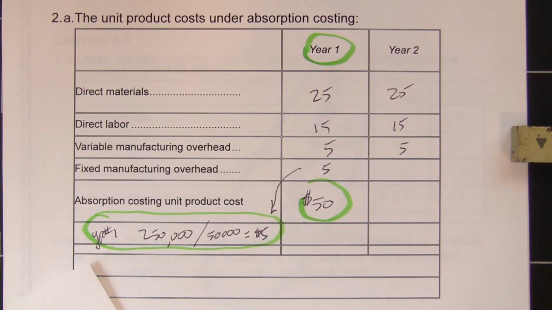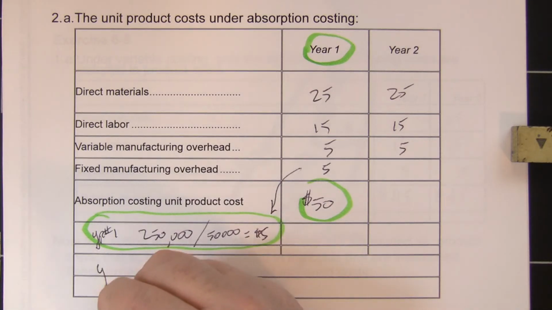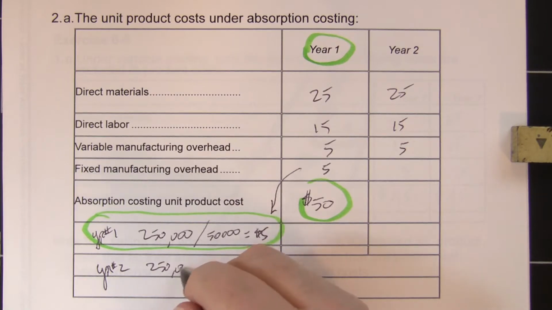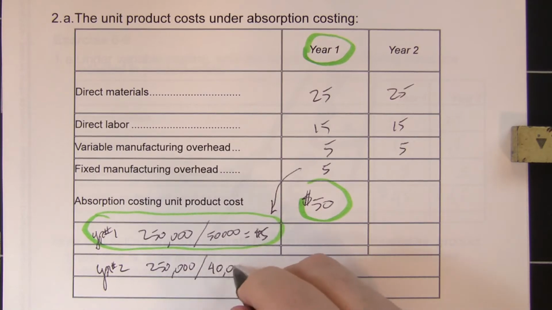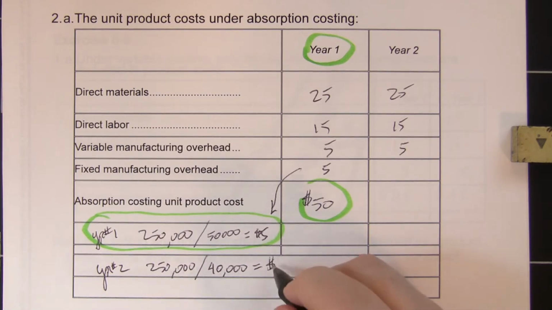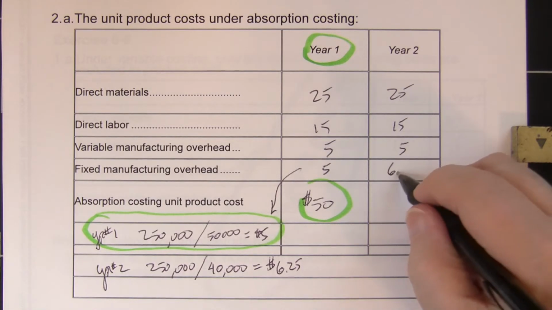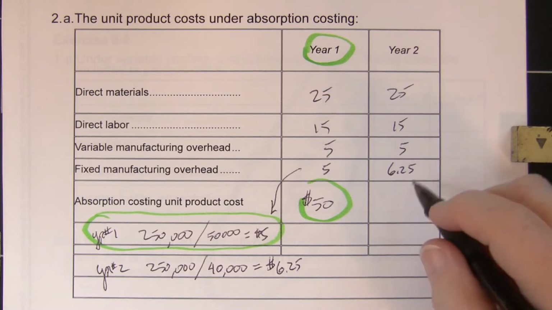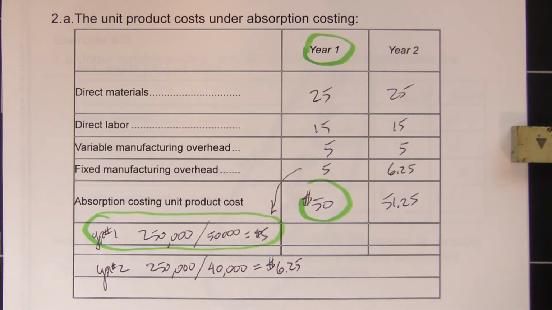Now, year 2, remember we made 40,000 units. So in year number 2, we still had that 250,000 in overhead, but we only made 40,000 units. So that's roughly $6.25. I think it's exactly $6.25. So we have to add that to year 2, and our price per unit for year 2 is $51.25.